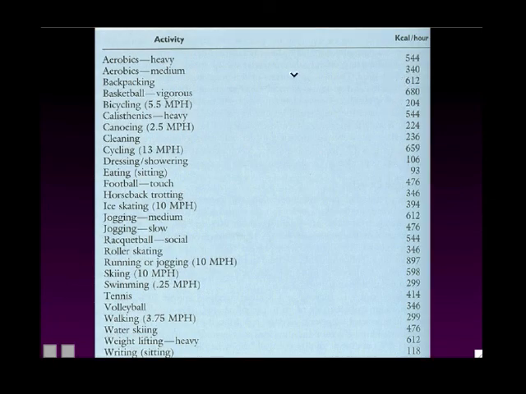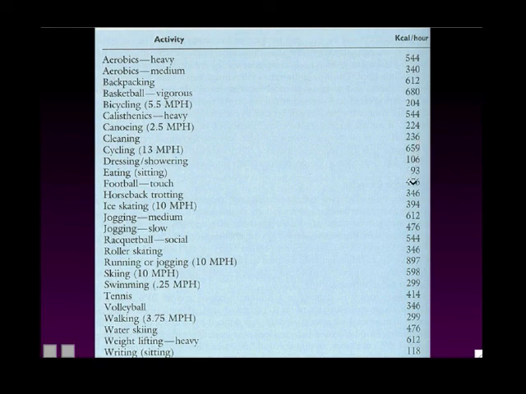So here you can see if it's, they say, a heavy aerobic class, they mean like a very energetic aerobic class, about 544 calories per hour, that is your TMR. If it's a medium aerobics class, around 340 calories per hour. This I thought is interesting. Basketball, they said vigorous basketball, almost 700 calories per hour. That's a lot of calories burned up per hour. What's this one here? 659. Is that cycling? I guess that's cycling very quickly.